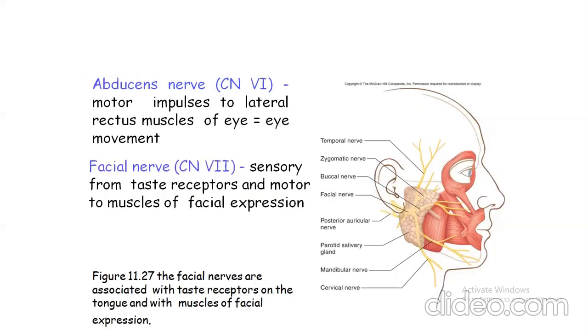Next one is the abducens nerve, which is cranial nerve 6. In that, motor impulses to the lateral rectus muscle of the eye, which is the eye movement. Next one is cranial nerve 7, which is the facial nerve. The sensory from taste receptors and motor to muscles of facial expression.